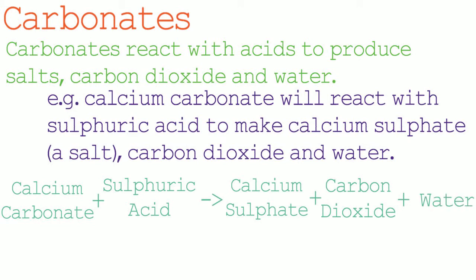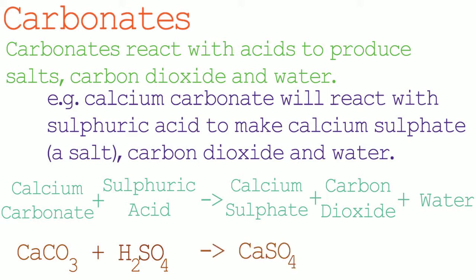So let's have a look at the symbol equation. Calcium carbonate has the formula CaCO3, sulfuric acid has the formula H2SO4, and when these two react we get the salt, which is calcium sulfate, and this has the formula CaSO4, carbon dioxide, which is CO2, and water, which is H2O.